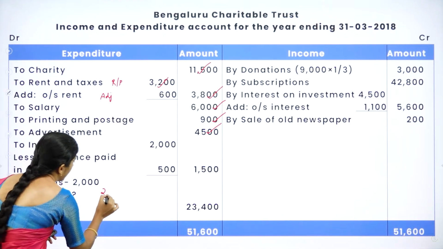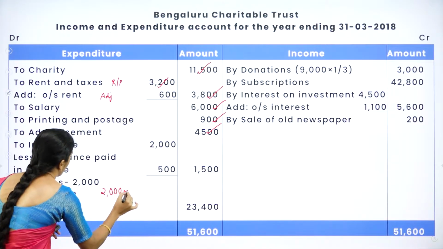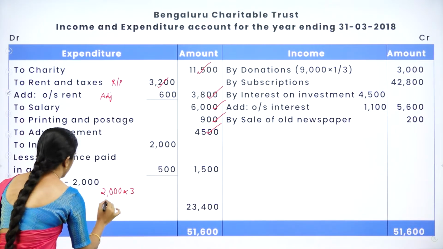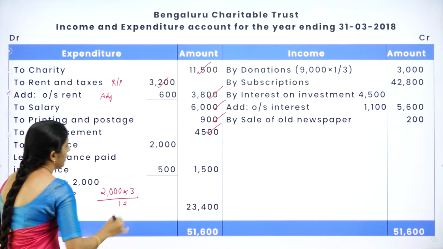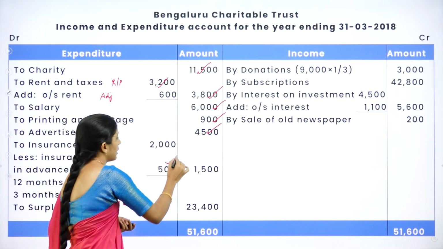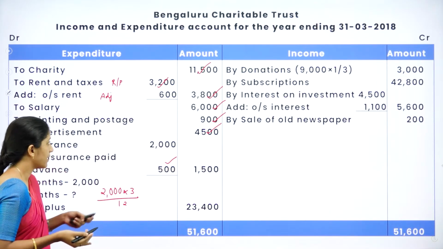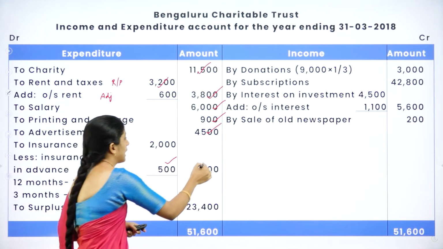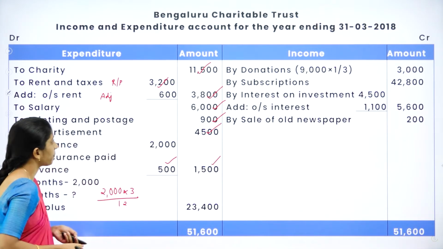How to calculate? 2000 into 3 divided by 12. So, you will get 500. That is prepaid insurance. So, 2000 minus 500 will get 1500.